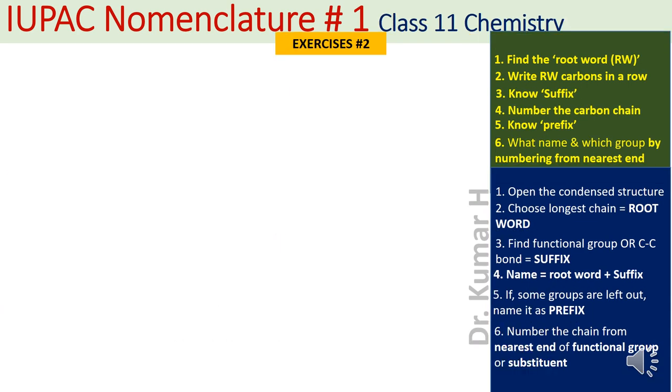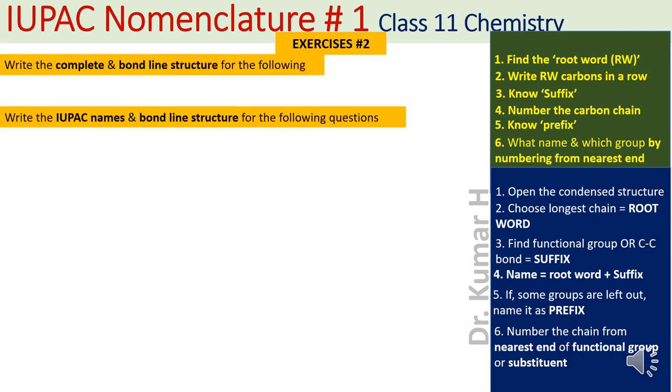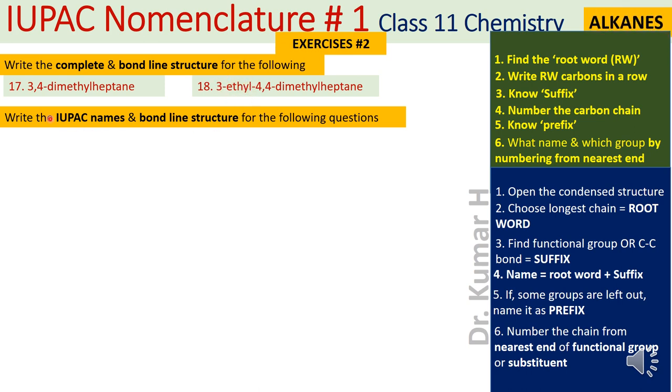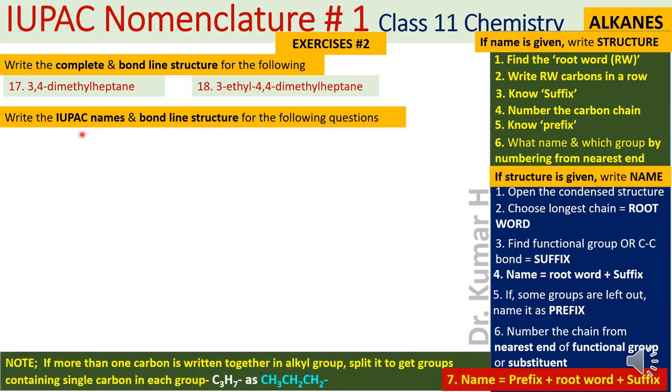Now exercise set 2. Here write the complete and bond line structure of the following. The name is given, and you have to write the complete structure showing each bond, while the bond line structure is only lines. For this compound, 3,4-dimethyl heptane, and 3-ethyl-4,4-dimethyl. Ethyl is nothing but, from ethane you remove one hydrogen, that becomes ethyl. Then write the IUPAC names and bond line structures for the following. What is the IUPAC name for this? You have to write it, and also the bond line structure for these compounds.